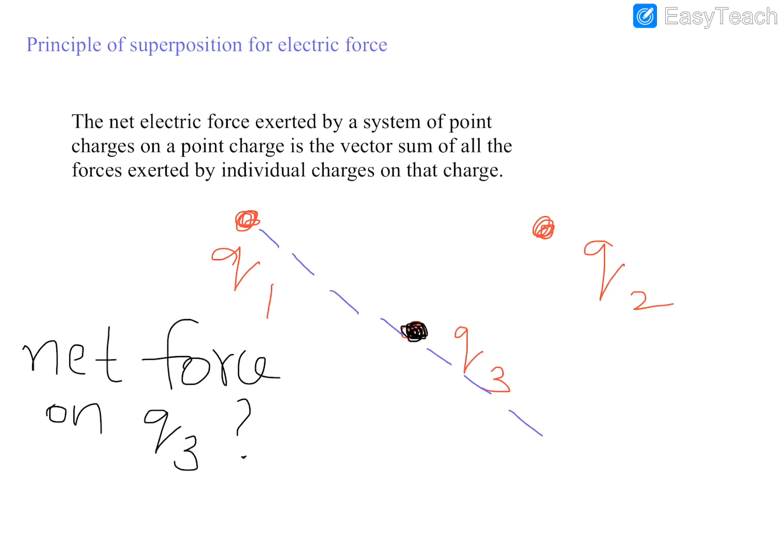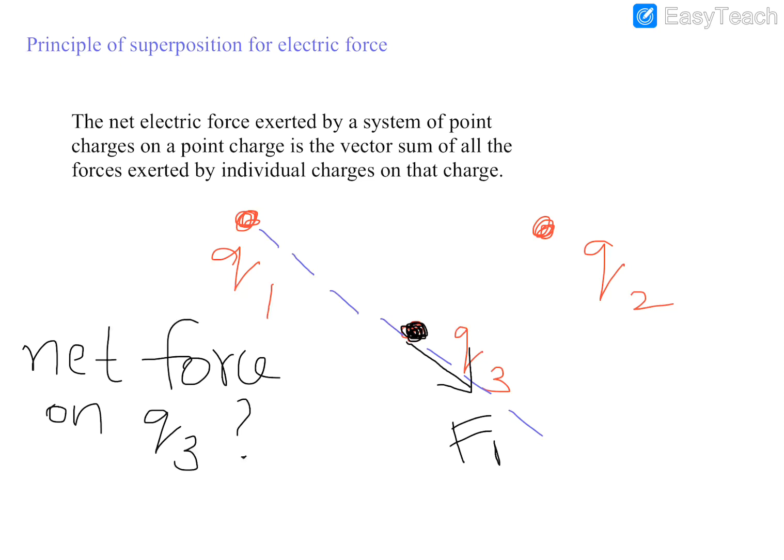So for the given problem, Q1 and Q3 both are positive charges. Positive means Q1 will exert a repulsive force on Q3. So the force acting on Q3 due to Q1 will be repulsive. Repulsive means it will be in this direction. Attractive means it will be in the opposite direction, towards the charge which is exerting the force. Repulsive means it will be away from the charge which is exerting the force. So this is F1. F1 means force exerted by charge Q1 on Q3.